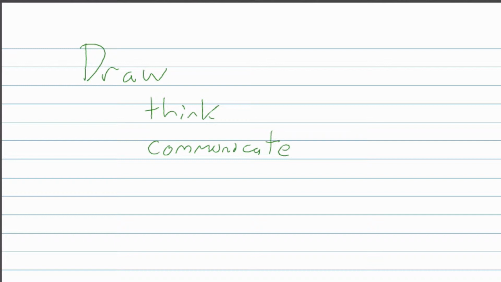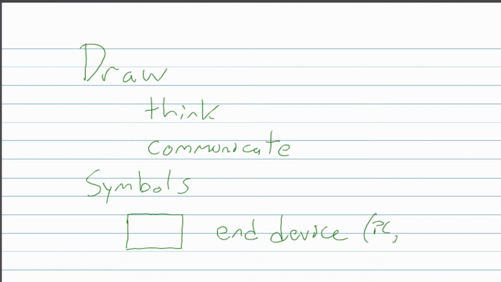Okay, let's practice some network diagram symbols. The first symbol I'll use is a rectangle, which will be the symbol for a generic end device. And I'll usually annotate it with something like PC for a desktop, T for a tablet, PR for a printer, S for a smartphone, and so on.